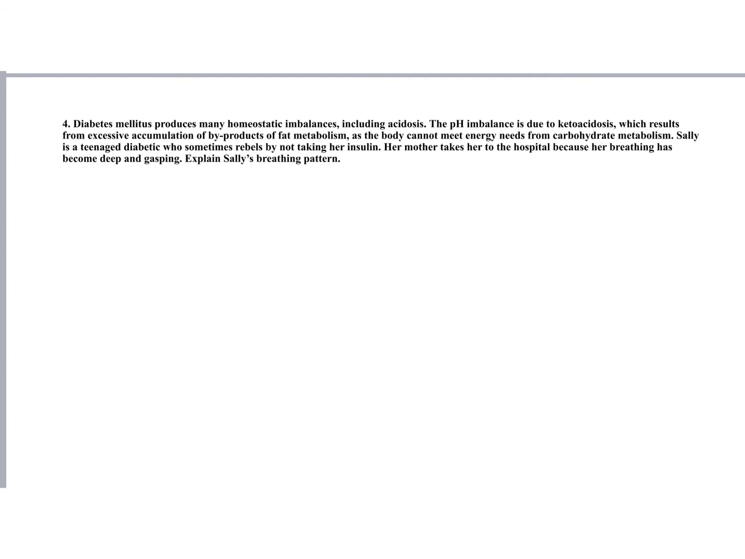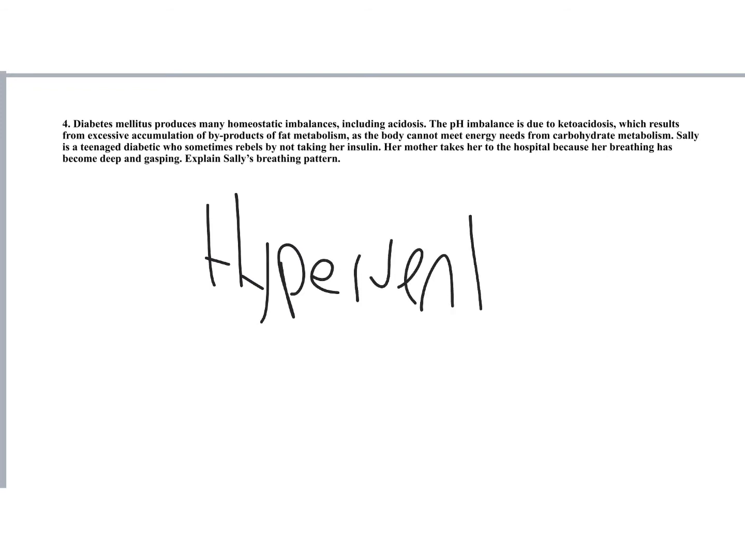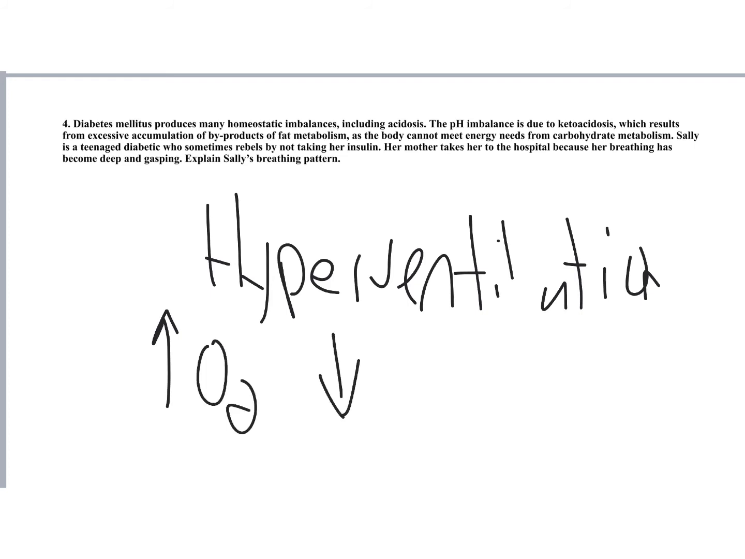Well, the respiratory system, how does the respiratory system compensate for an acidosis state? It does so by hyperventilating. So why is she breathing and gasping? Let's talk about hyperventilation. Hyperventilation means deep and gasping breaths. It's going to increase your oxygen levels, but it's going to decrease your carbon dioxide levels. And whenever you decrease your carbon dioxide levels, it raises your pH.